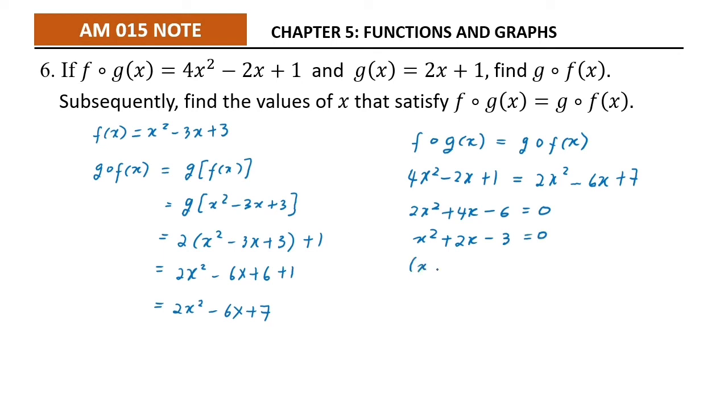Factorize. x plus 3, x minus 1 equals 0. Therefore x equals -3 and x equals 1. So the values of x that satisfy the equation are x equals -3 and x equals 1.